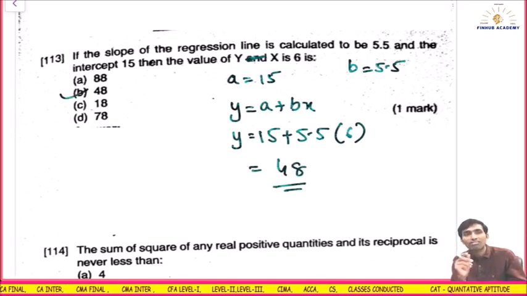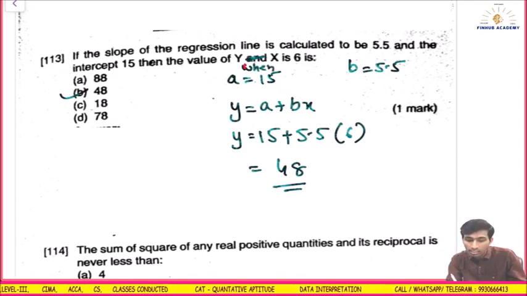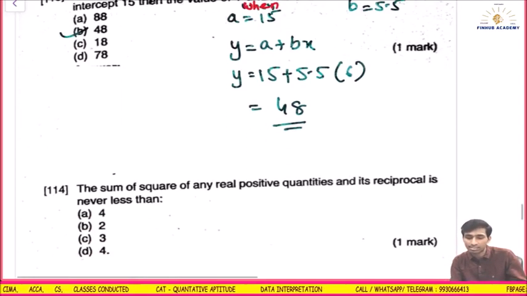A is equal to 15, y is equal to a plus bx is the equation. A is 15, b is 5.5, slope is b, a is the intercept 15. Understood? And if you want to find the value of y, you should change this when x is equal to 6.